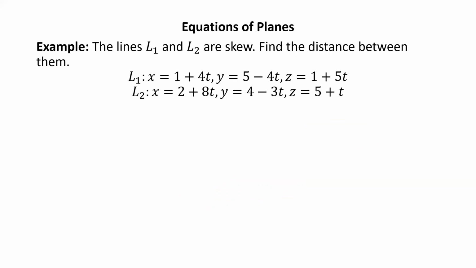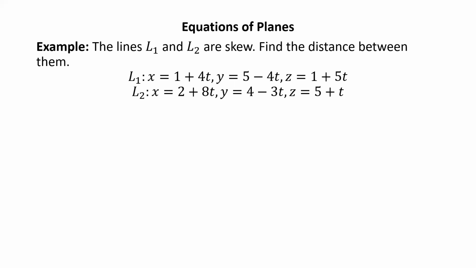The lines L1 and L2 are skew. Find the distance between them, and we're given two lines here. Okay, so we're given that they're skew. I'm not going to go ahead and check that because that would take a while, but using the techniques from the last lesson, you should be able to check that those lines are skew if you wanted to. How do we find the distance between two skew lines?